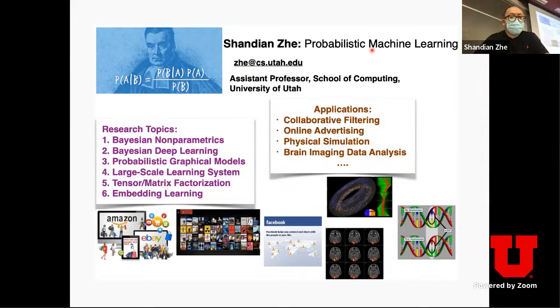My research topics include, but are not limited to, Bayesian nonparametrics, Bayes in deep learning, probabilistic graphical models, large-scale learning systems, high-order structure factorization, embedding learning, etc. Meanwhile, I'm actively applying machine learning techniques to a variety of applications, like collaborative filtering, physics simulation, brain imaging data analysis, and blood transfusion prediction, all kinds of stuff.